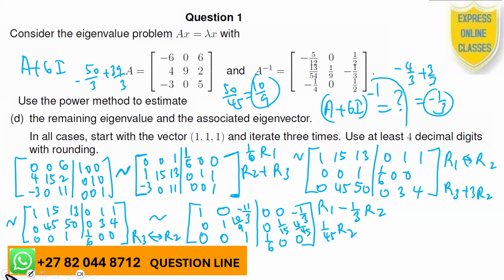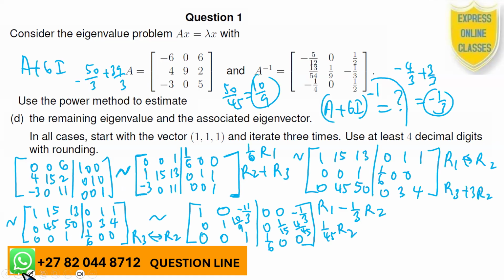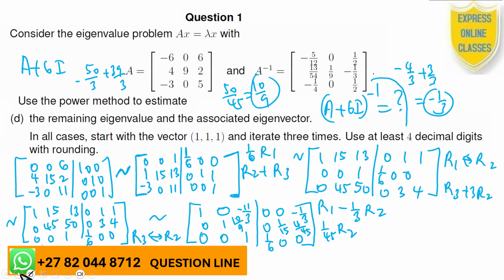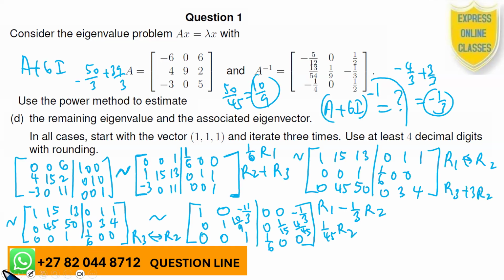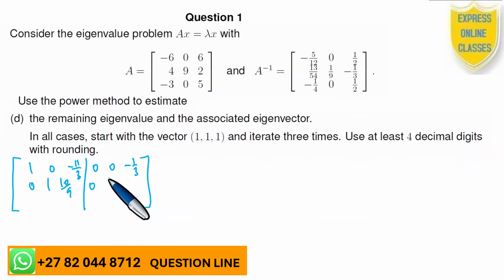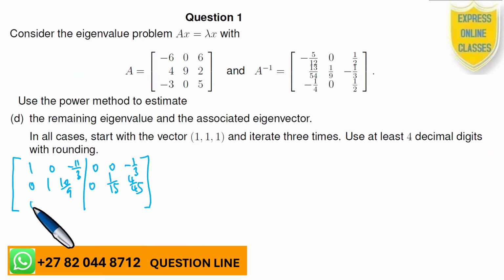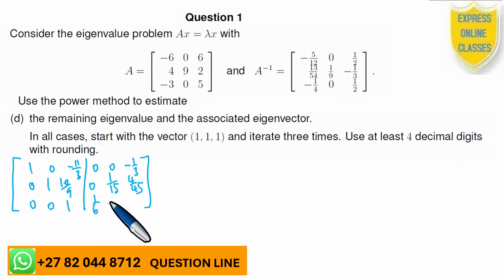So, which is 1, 0 minus 11 out of 3. And then we have 0, 0 minus 1/3. 0, 1, 10 out of 9. 0, 1 out of 15, 4 out of 45. Zero, zero, one. 1/6. 0, 0.